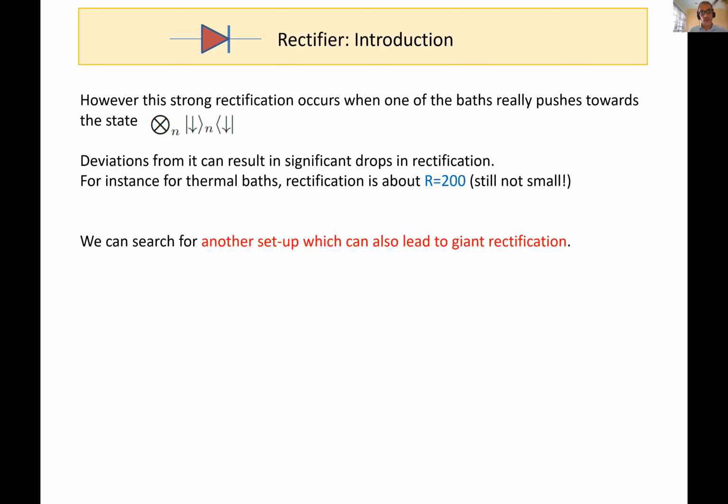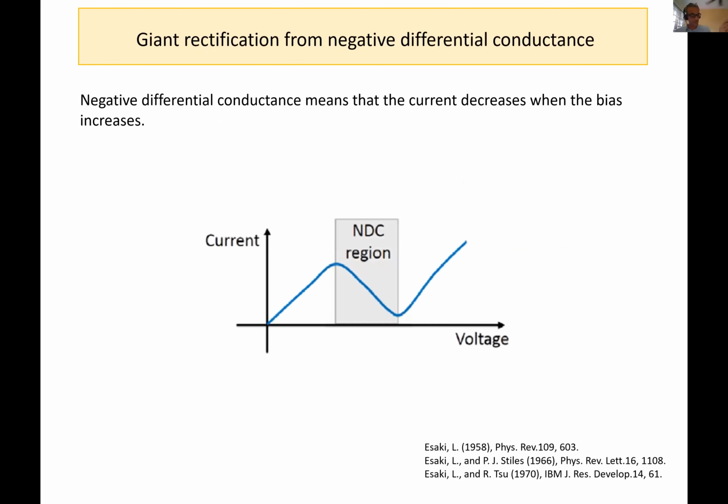For example, if you use thermal buffs, and there the simulation was done with global master equations, we get a rectification of about 200, which is still not small. But we were wondering whether it is possible to find another mechanism that can help to have very strong rectification, and maybe is more stable against the details of couplings to the buff.